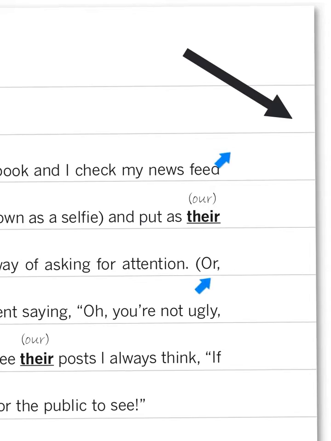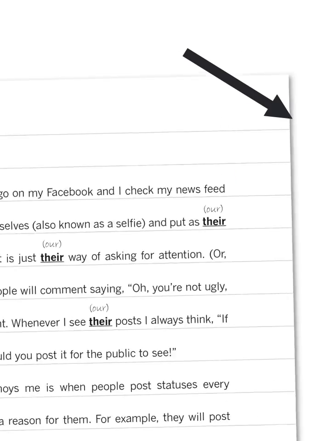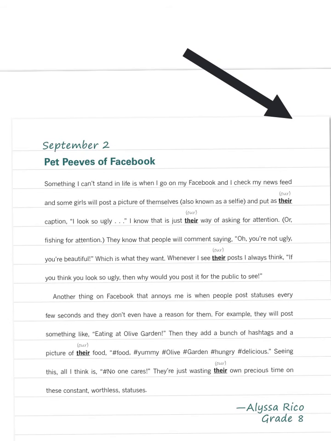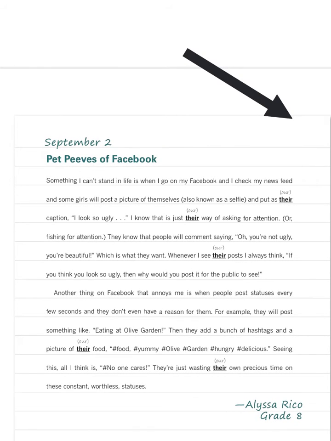Okay, so now we can read Alyssa's sentence with her proof. Let's do that now. I'll start from right here. Also known as a selfie, and put as our caption, "I look so ugly." Now, when you read it that way, just that part of the sentence, put as our caption, "I look so ugly," that makes sense, does it not? Yes, it does.